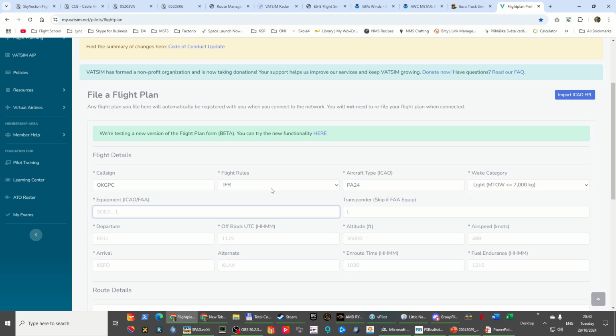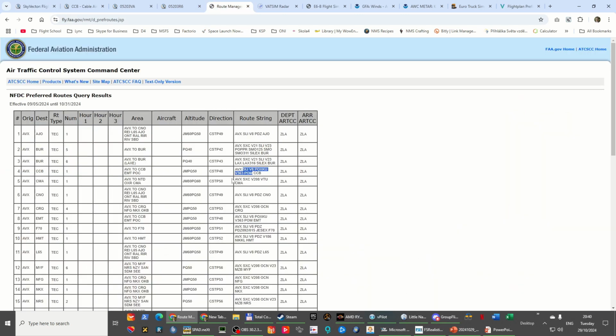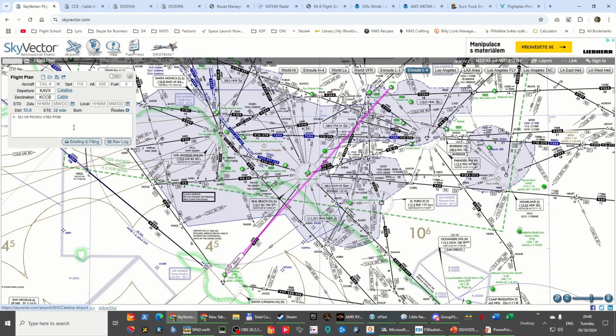Wake category light, equipment. I will file what I will file. Will I file alpha? Can I fly it without GPS? Yes, I should be able to. Okay. Put it into SkyVector.